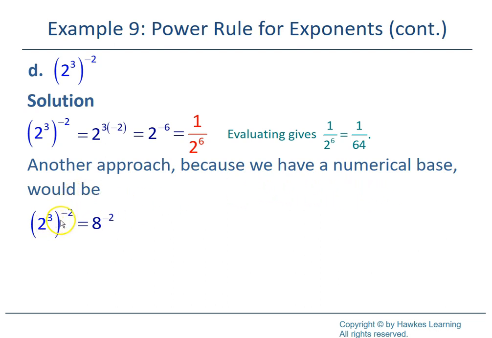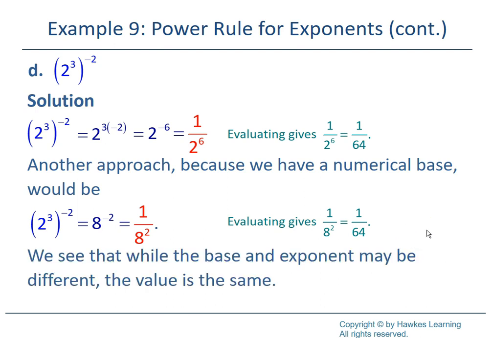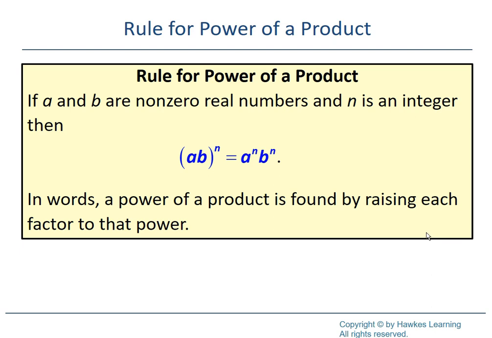Now, another way to do this is you could have raised 2 to the third power, get the 8, and that would be 8 to the negative 2, which is 1 over 8 squared, and 8 squared is 64. It comes out the same. So as I mentioned earlier, there are slightly different ways to do things. Now, if you see two variables within a parenthesis and it's raised to a power, there's a 1 by the a, 1 by the b, so you would get this.